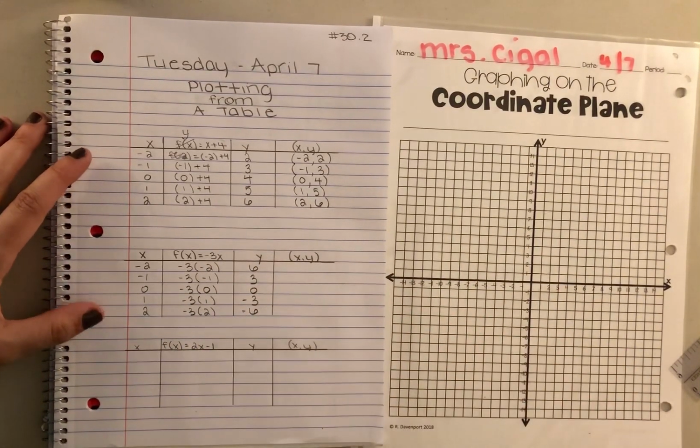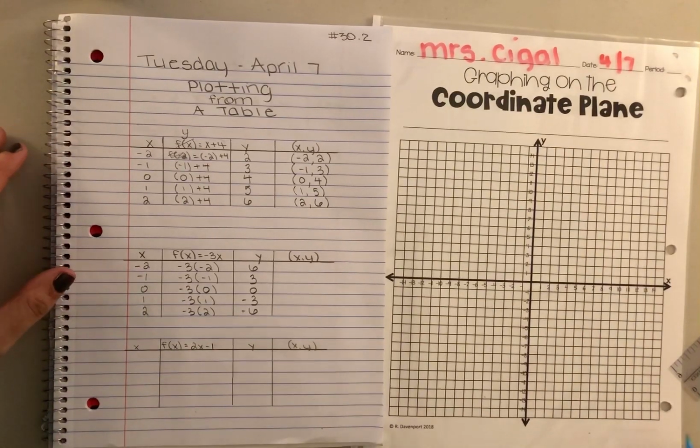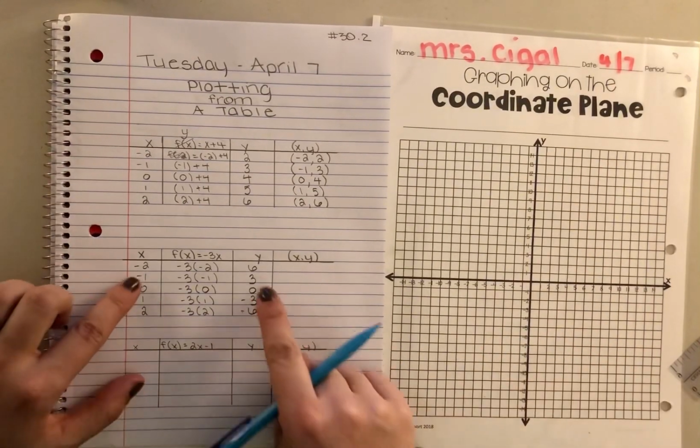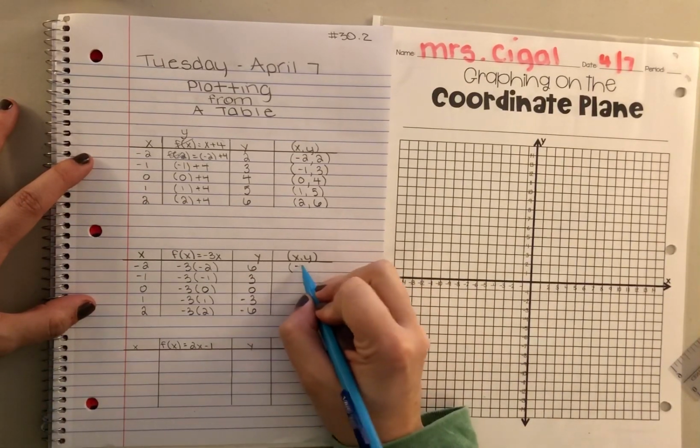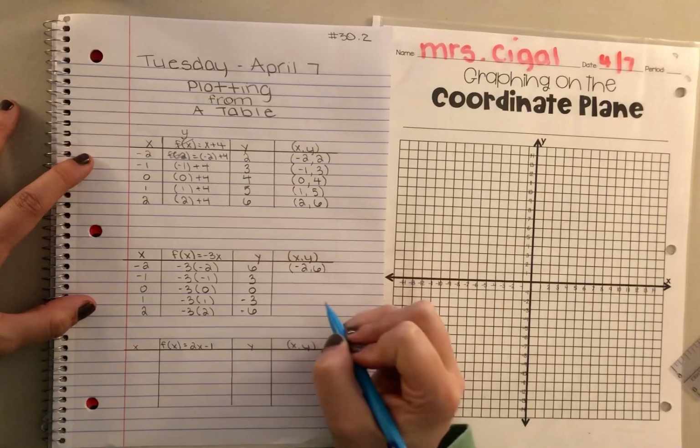So yesterday we were just evaluating, but today we're going to take it one step further, and we're going to make these into ordered pairs. So we're going to take the x and its corresponding y value, and we're going to list it as ordered pairs. So here's my first one.